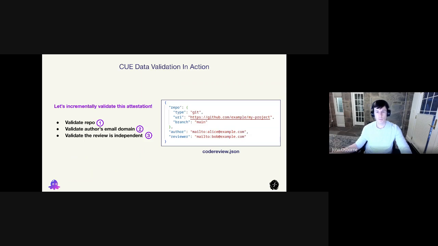So in this case, I've got a code review format, which is just a sample format that I've created. Essentially we're going to validate three things incrementally, and I'll talk about how to do that and what this policy would look like. First, I'm going to validate this repository format here. Then I'm going to validate that my email for the author came from example.com, because I don't want any code coming into my production environment unless it was written by my company, which is example.com in this sense. And then I want it to be peer reviewed. So all I'm going to check is that the reviewer was not the same person as the author. We want to make sure that the review is independent.